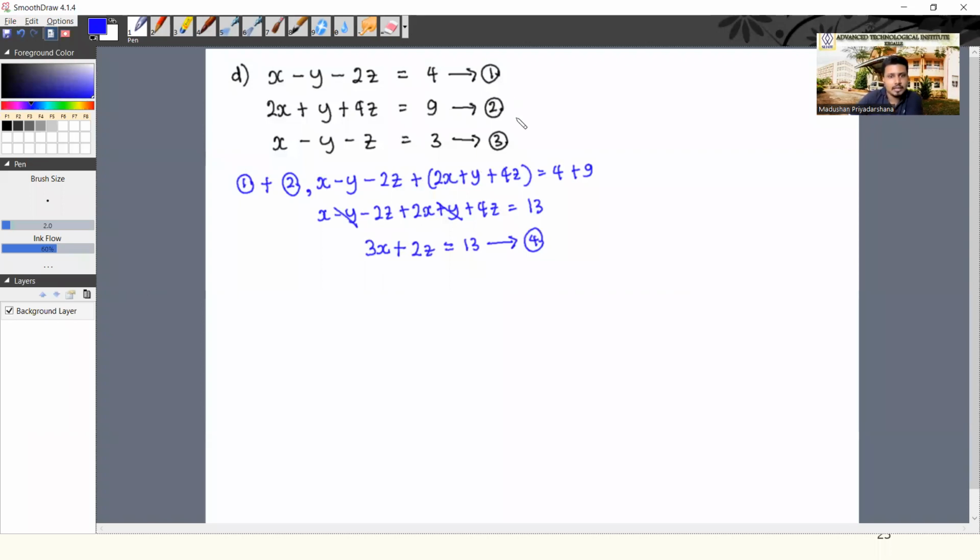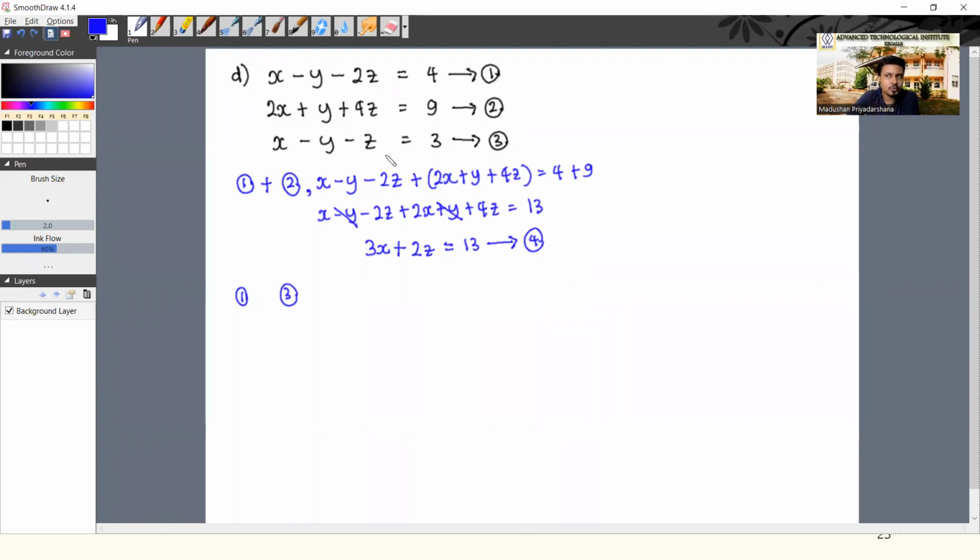Then this third equation also we need to compare with one of these. Either you can consider 1 and 3 or 2 and 3. I will consider the first one and the third one, equation 1 and equation 3. Again, I am going to eliminate y to build an equation.